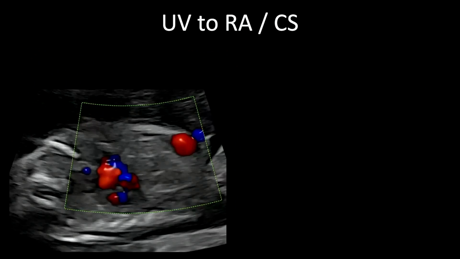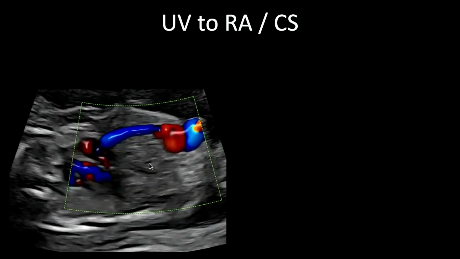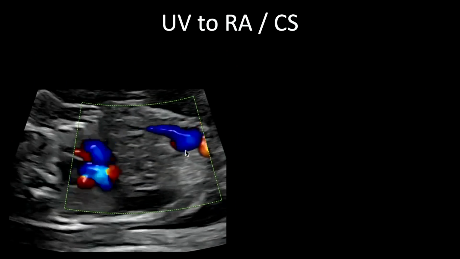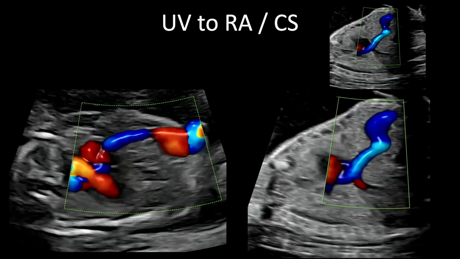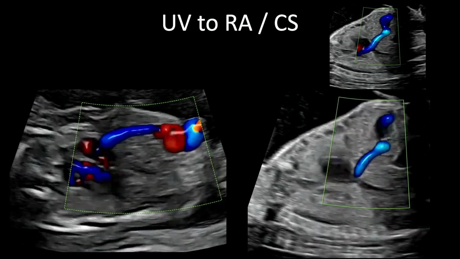Here's an umbilical vein to the right atrium. Again, you see the dumping right into the right atrium. And again, you see it in different views.